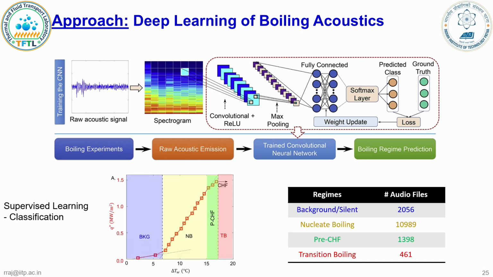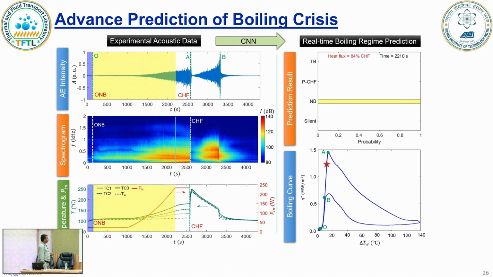And he said, my classes are no sound, background, silent. Nucleate boiling, I'll put all of the sound of the nucleate boiling in one class. Departure from nucleate boiling or pre-CHF as the second class. And then transition boiling as the third class. And without getting any information regarding the heat transfer, I want to predict all of the boiling regimes. And here is the result.